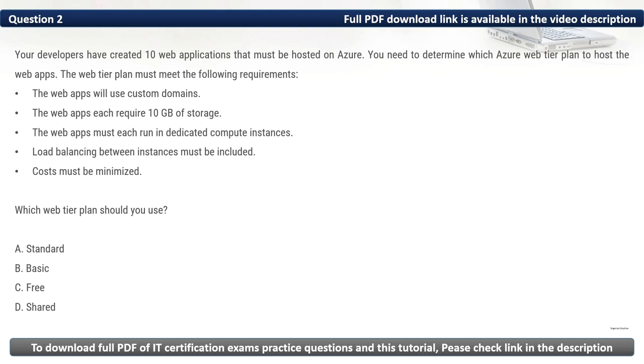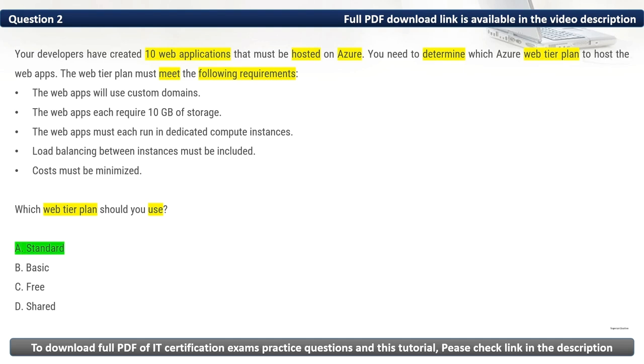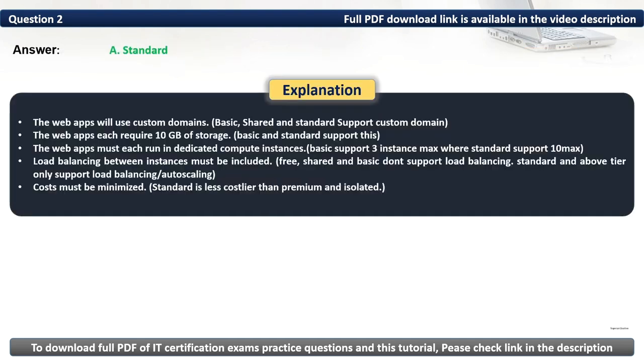Here in this question, we need to determine the Azure web tier plan to host our web apps while meeting the given requirements. As such, the web tier plan that we should choose is standard. Thus, the correct option is A. Here you can see plans that meet the given requirements, and based on all this, the correct option is standard.